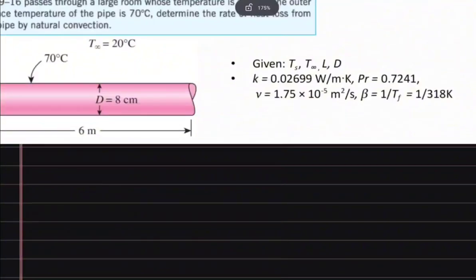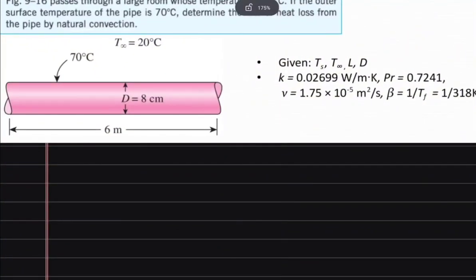Okay, so in previous chapters, we really cared about the Reynolds number. We still care about the Nusselt number because, again, the Nusselt number is related to h, if you don't remember from chapters 7 and 8. But we're going to learn another dimensionless quantity that we really care about. That is the Rayleigh number.